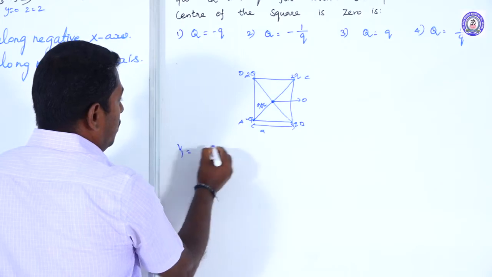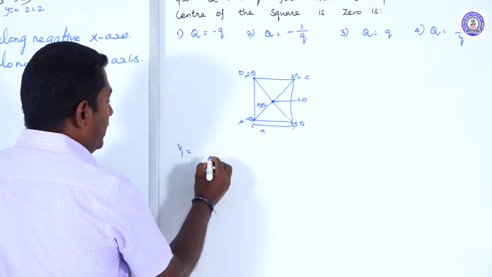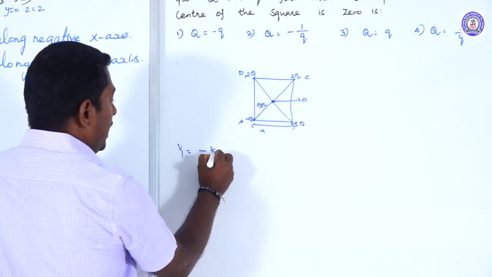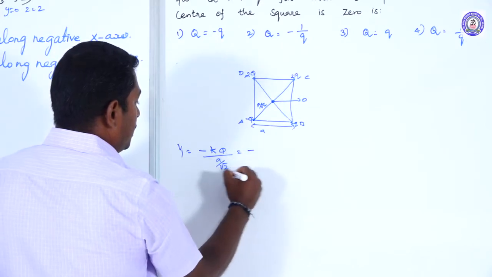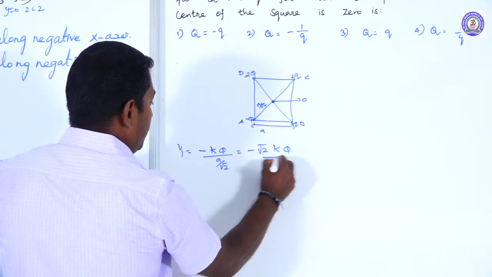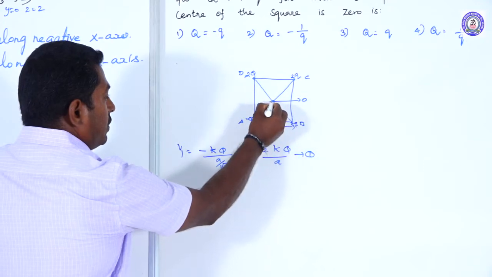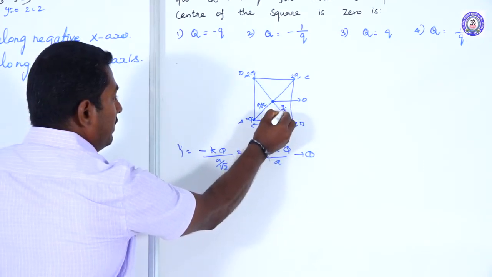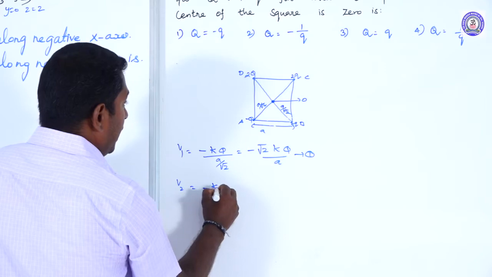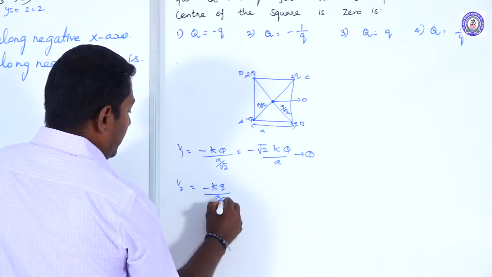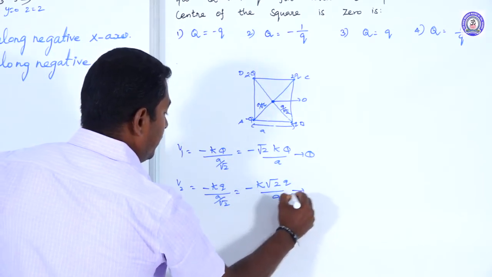First charge: V1 is equal to the negative charge produces electric potential at this point, a negative potential, minus kQ divided by distance a divided by root 2, which is equal to minus root 2 kQ divided by a. Equation number 1. Another, this small minus q charge produces electric potential at this point with the same distance a divided by root 2. That is potential V2 is equal to minus kq divided by a divided by root 2, which is equal to minus root 2 kq divided by a. Equation number 2.